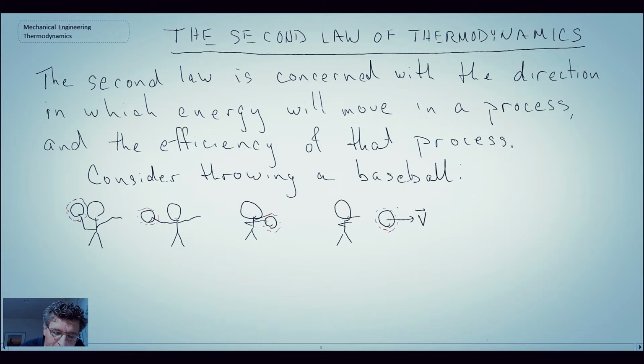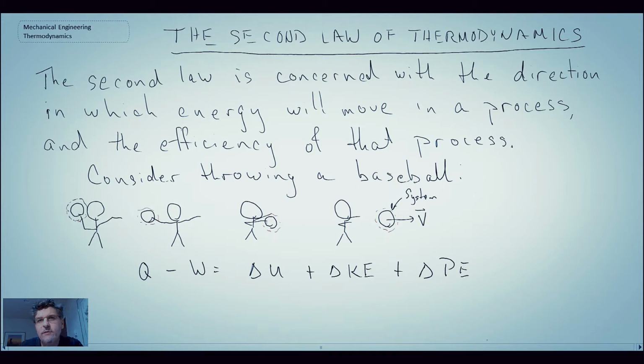I've drawn a red line around the ball to denote the fact that that is our system. So we're looking at a fixed mass system, and we are going to apply the first law to this system. Let's write out the first law. Now we're going to assume a couple of things. First of all, is there any heat transfer to the ball? Well, if we throw it quickly and our hands are at the same temperature as the ball, the answer is no, there is no heat transfer to the ball.